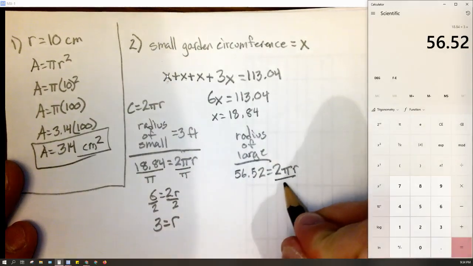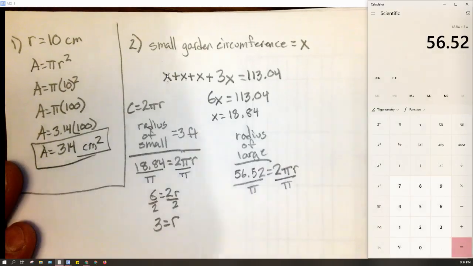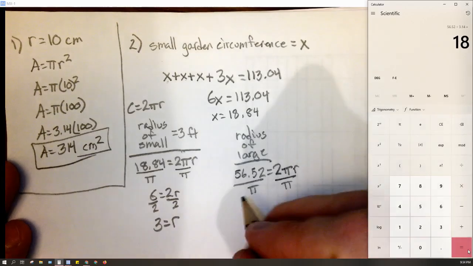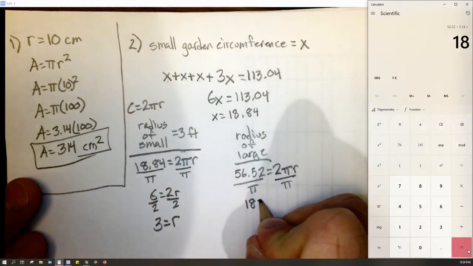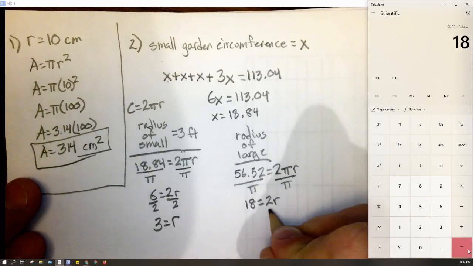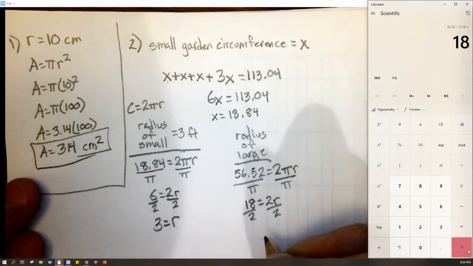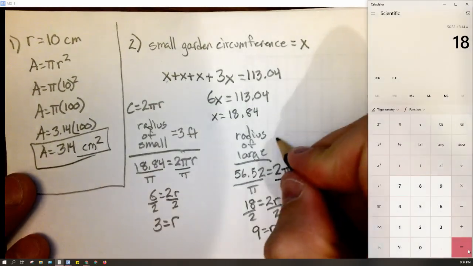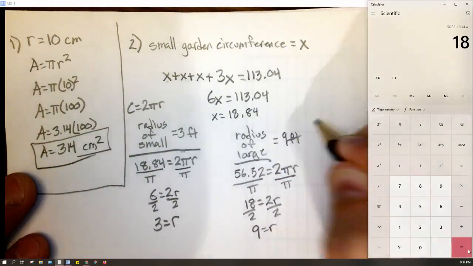So we divide both sides by pi. And again, we're using 3.14, so divide by 3.14. And we get 18, just like I said. So 18 equals 2 times the radius. We divide both sides by 2. 18 divided by 2 is 9. So the large garden has a radius of 9. The radius of the large garden is 9 feet.